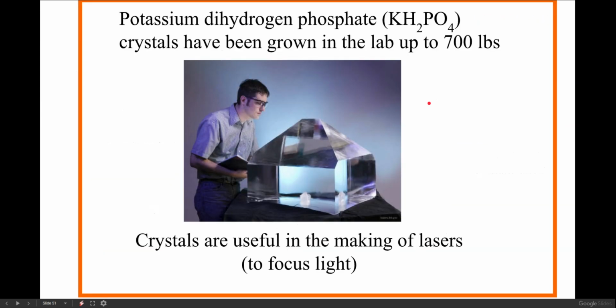You can grow lots. Industries grow crystals for all sorts of different uses. A lot of them are for focusing light, used in focusing lasers. That's used in countless numbers of technologies.